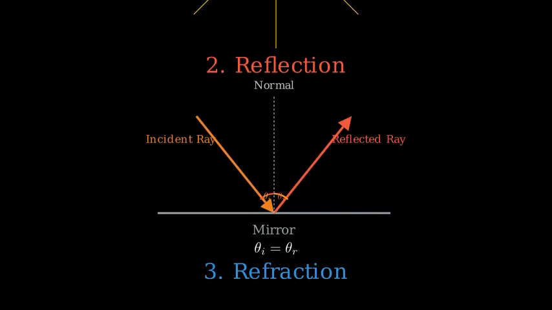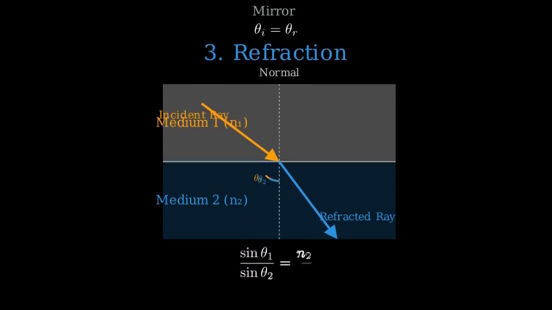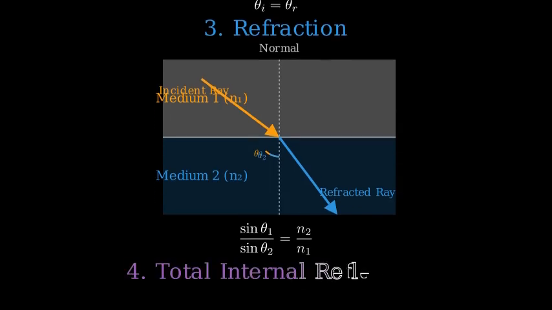Next, let's discuss refraction. When light passes from one medium to another, like from air to water, it changes direction. This phenomenon is described by Snell's law, which states that the ratio of the sine of the angle of incidence to the sine of the angle of refraction equals the ratio of the refractive indices of the two media. For example, when light moves from air into water, it bends toward the normal because water has a higher refractive index than air.